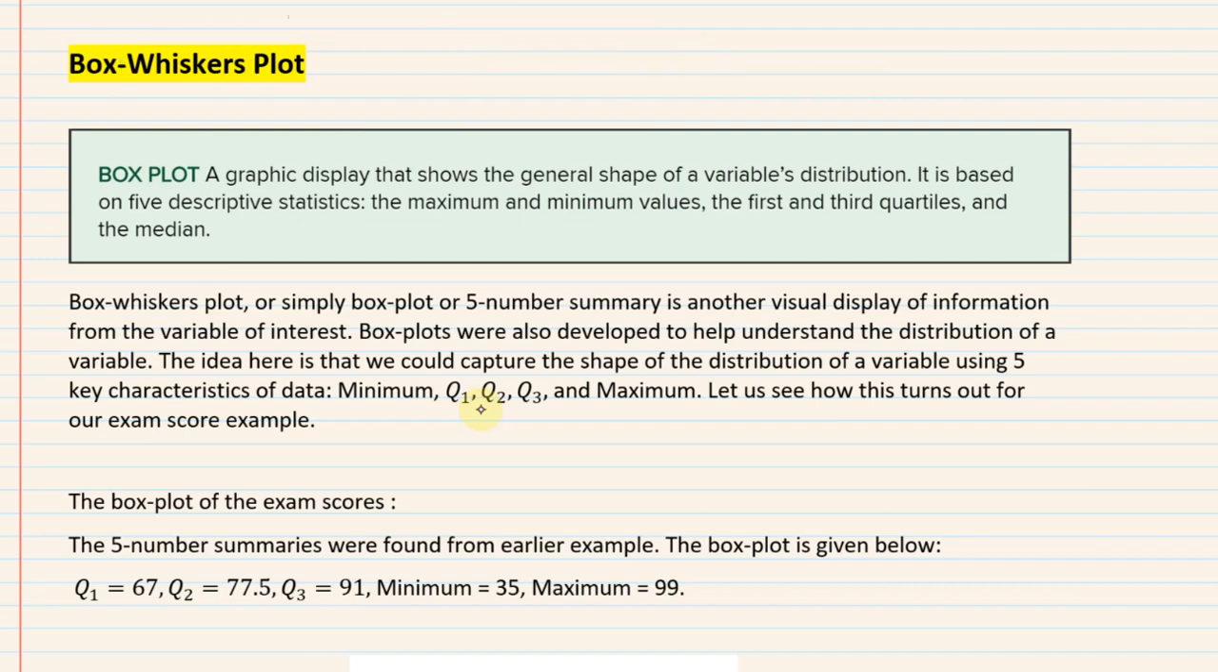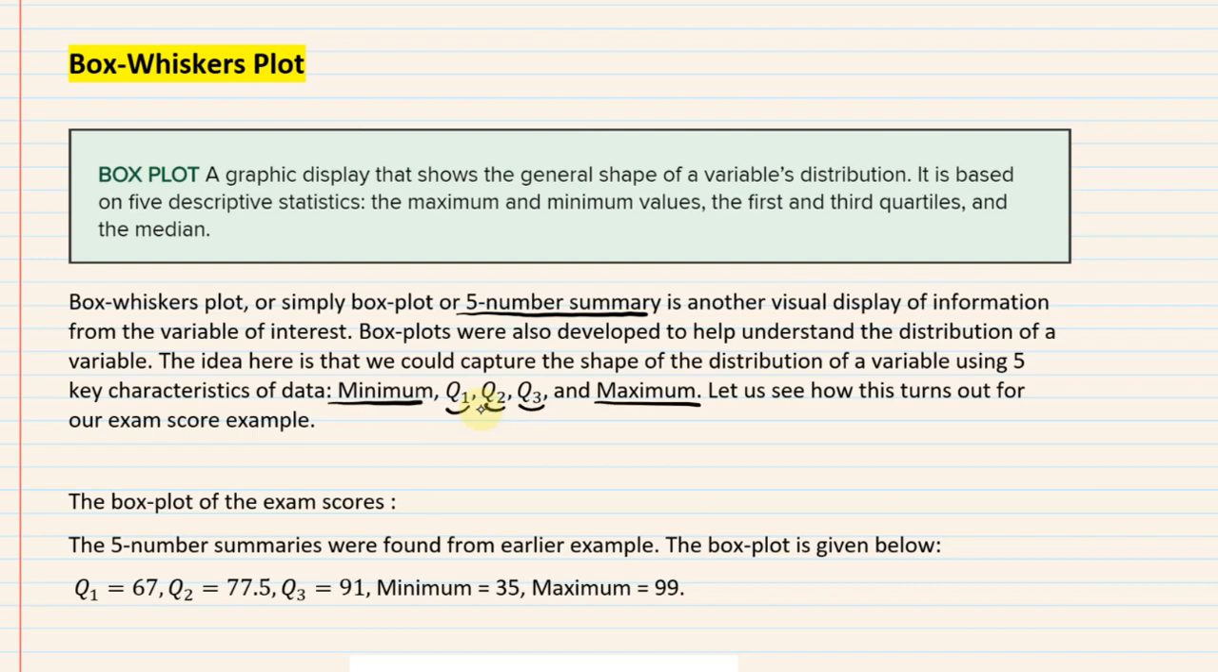A box-whiskers plot is also called a 5-number summary. And again, this is the idea of Professor Tukey. His idea was that you can capture the essence of any data set using 5 numbers. So that's why it's called the 5-number summary. So what are these 5 numbers? The 5 numbers are minimum, first quartile, second quartile, third quartile, and maximum.